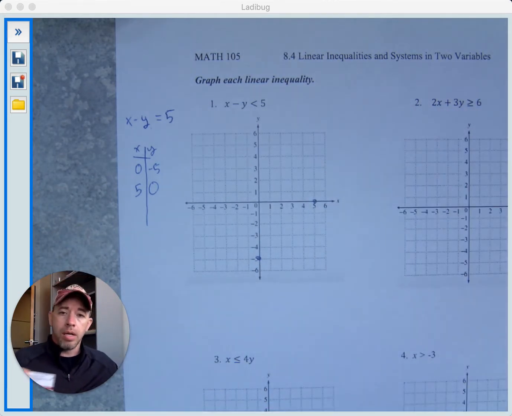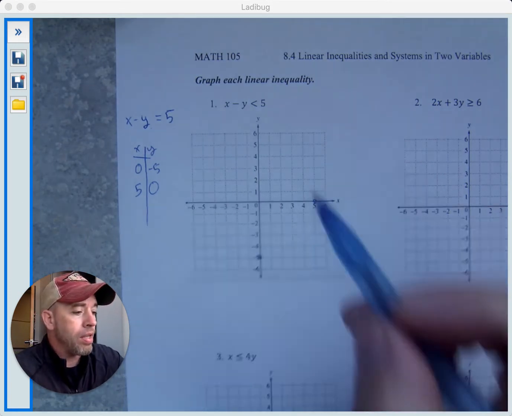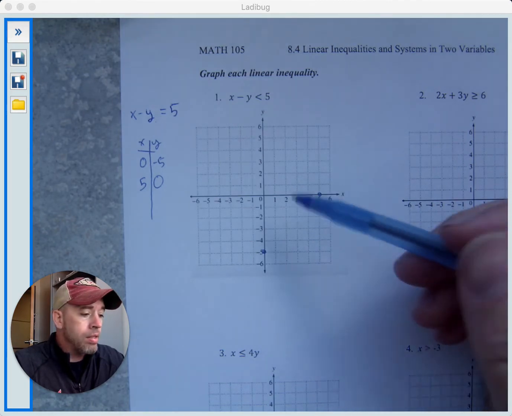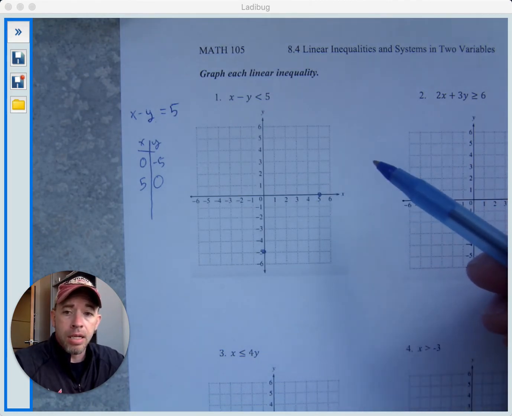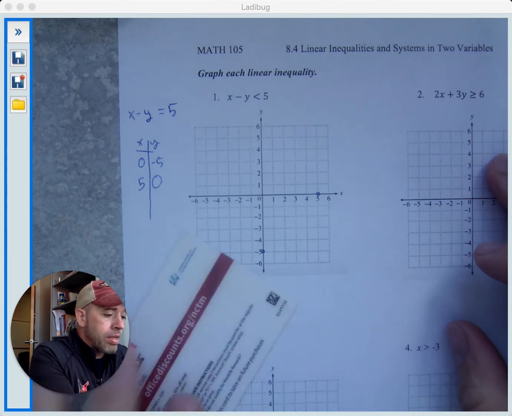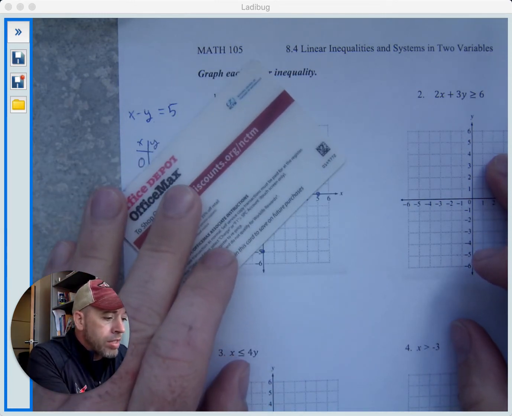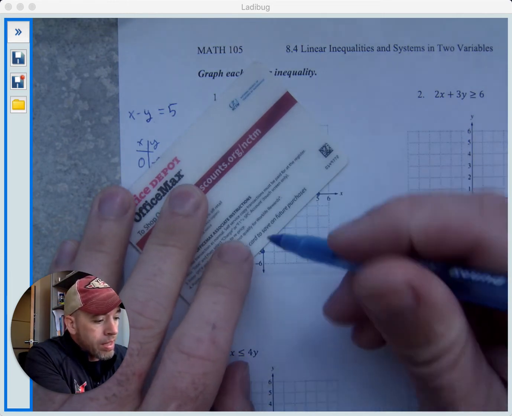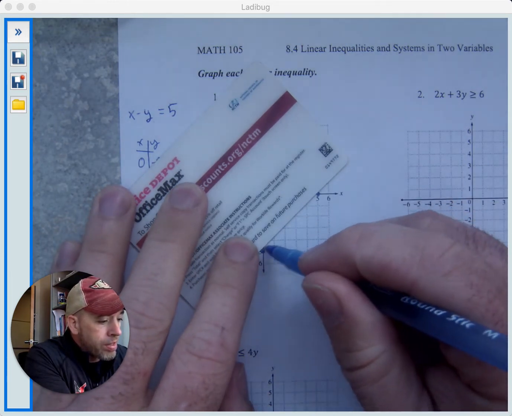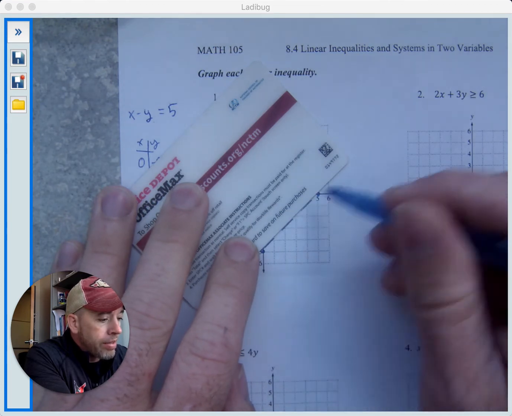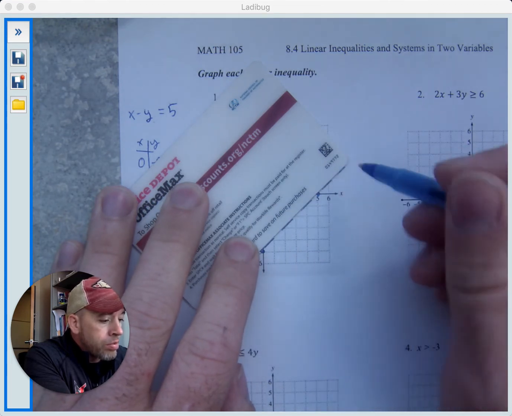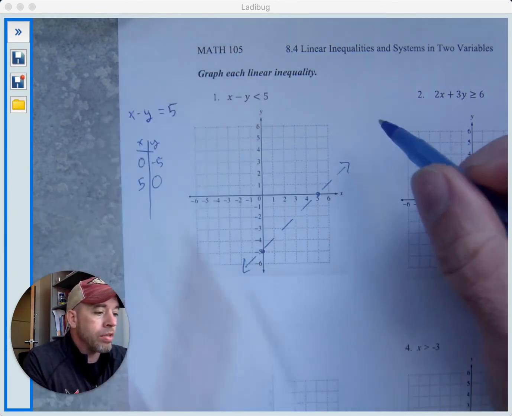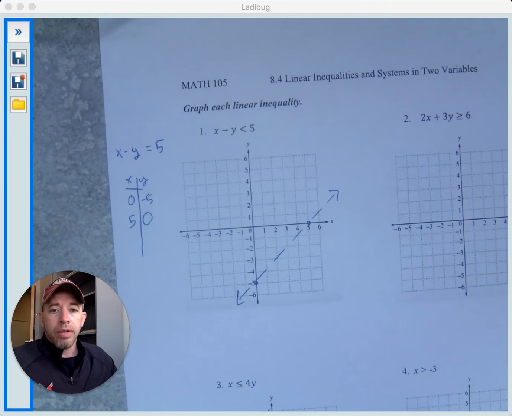Now, if we have strictly less than, there's not an equal to, then this boundary line is going to be a dashed line, or dotted line if you want to call it that. So I'm going to use a straight edge to make sure it's nice and pretty. And I'm going to make a dashed line in this case, because we can't actually be equal to that line, right? Unless there were an equal to bar. But there's not an equal to bar, it's strictly less than. So I've graphed my boundary line.